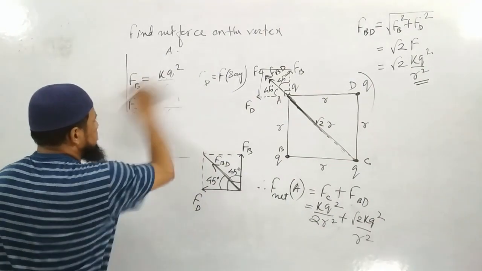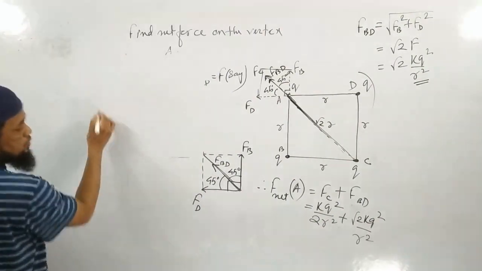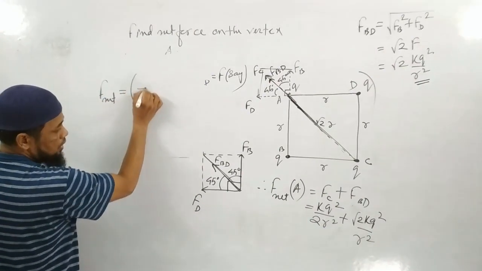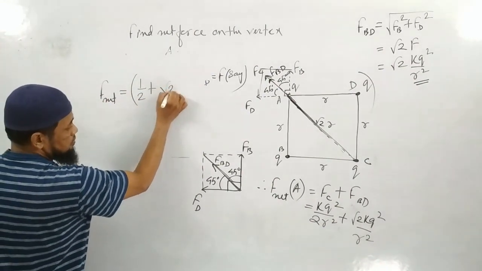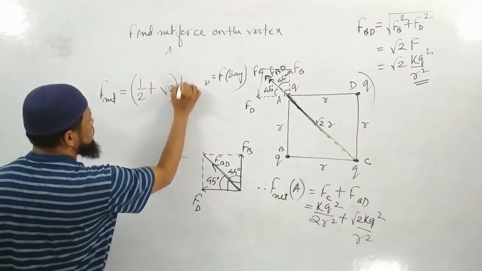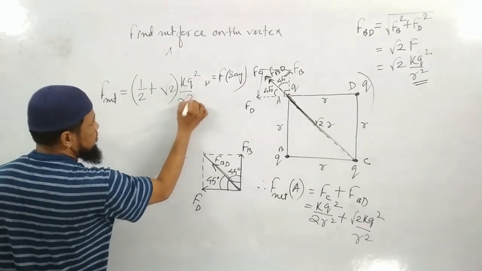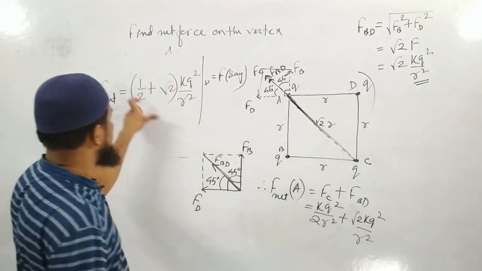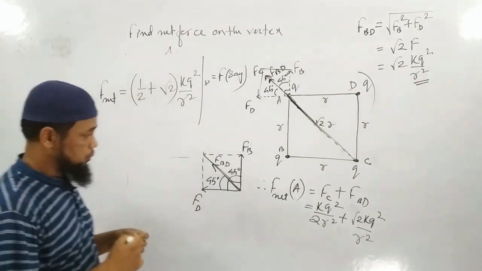So finally, the resultant force we have got: F net is half plus root 2, K q square by r square. K q square by r square is common, times half plus root 2.